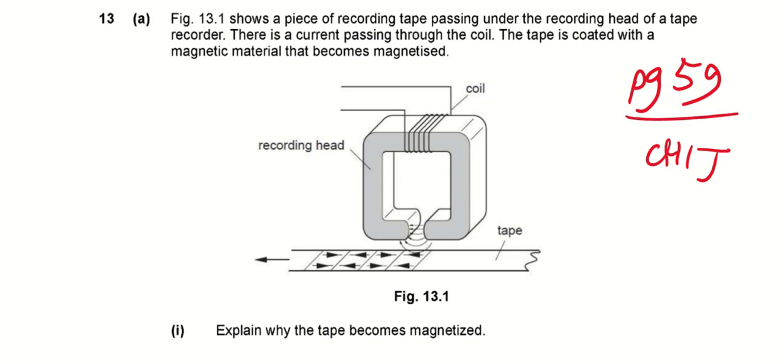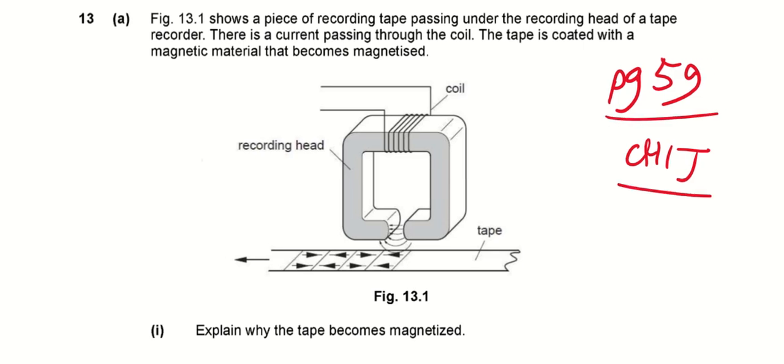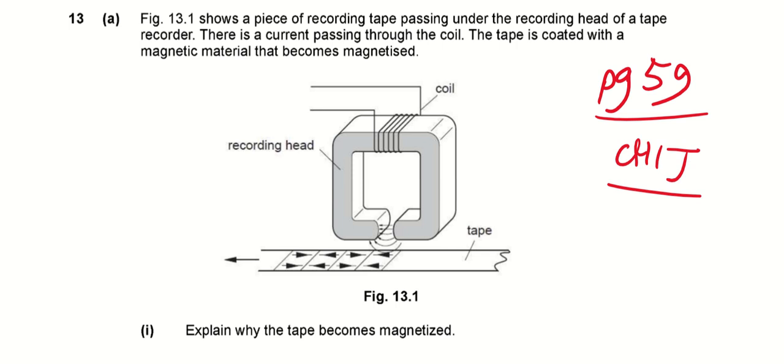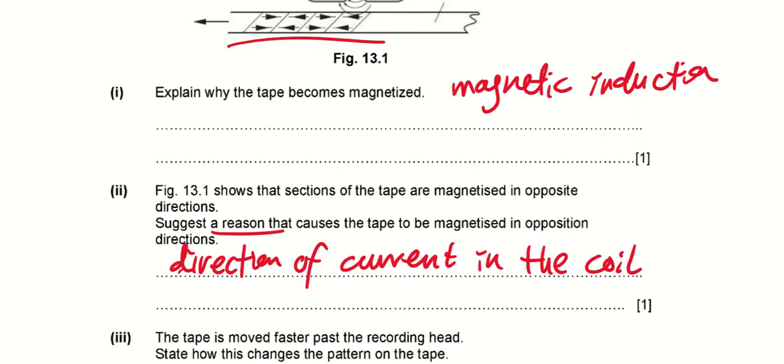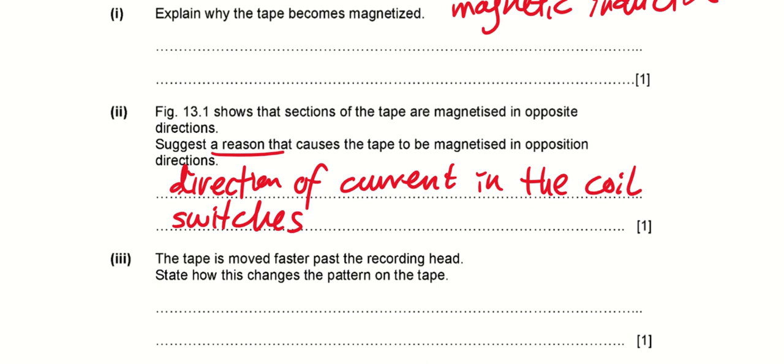Page 59 CHIJ paper. It shows a piece of recording tape passing under the recording head of a tape recorder. There's a current passing through the coil. When current flows, it produces a magnetic field. The tape is coated with a magnetic material. Why is the tape magnetized in the opposite direction? Because the direction of the current in the coil switches or changes, right? Now the tape is moved faster.